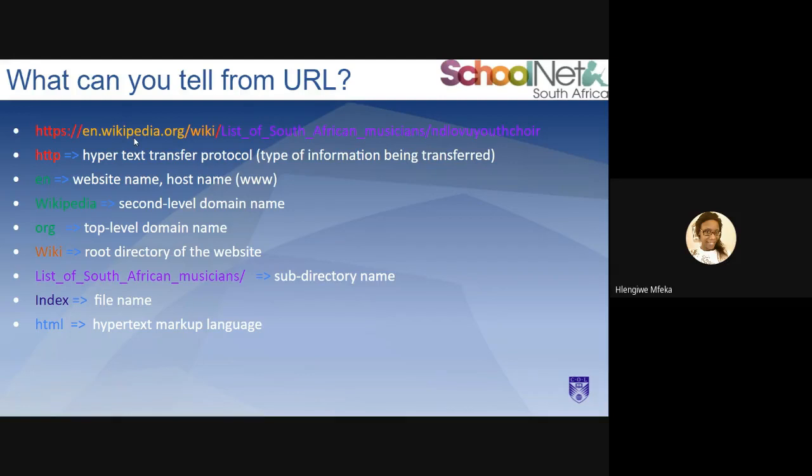And then when we find that with other URLs, there is a second level domain name, which in this case is Wikipedia. So en is the host name, and then we have the second level domain name, which in this case is Wikipedia. Then we have the top level domain name, which is org, which stands for organization.